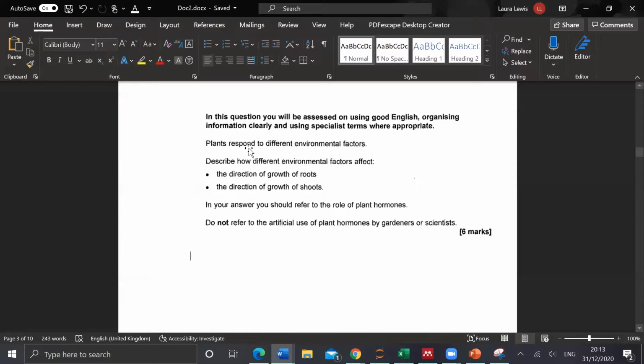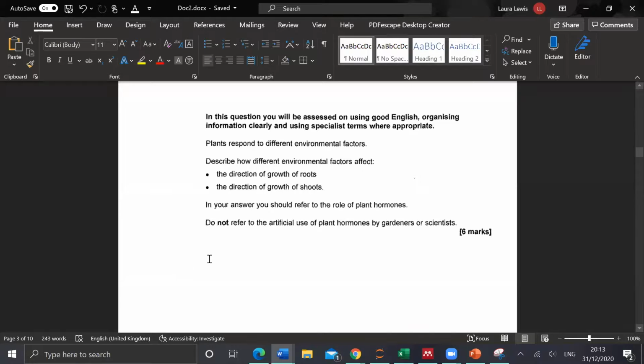So plants respond to different environmental factors. Describe how different environmental factors affect the direction of growth of roots and the direction of growth of shoots. So roots obviously in the ground, shoots above the ground. In your answer, you should refer to the role of plant hormones. Do not refer to the artificial use of plant hormones by gardeners or scientists. So it's just the natural plant hormones that the plants have. Okay, so let's have a look.